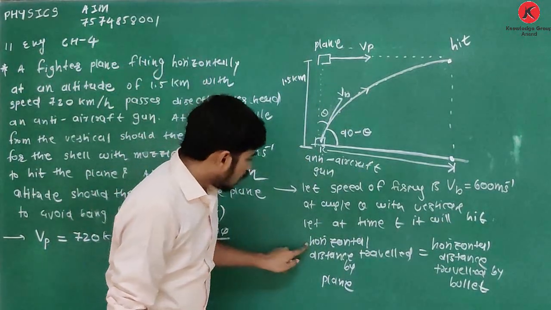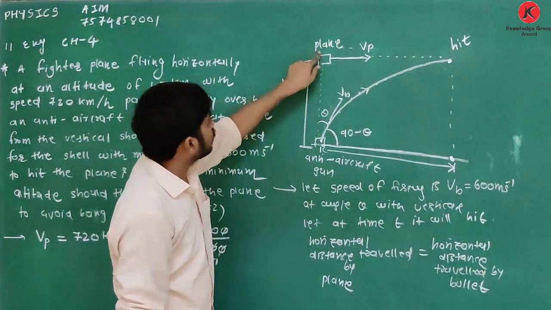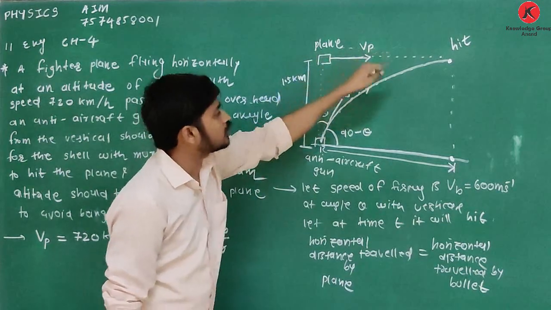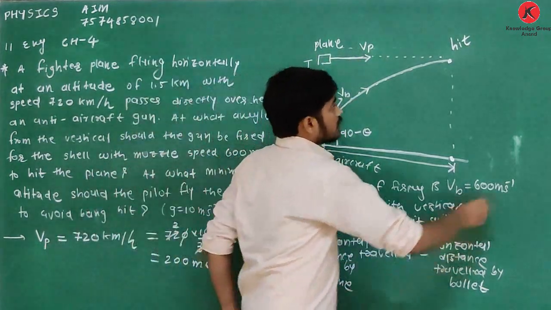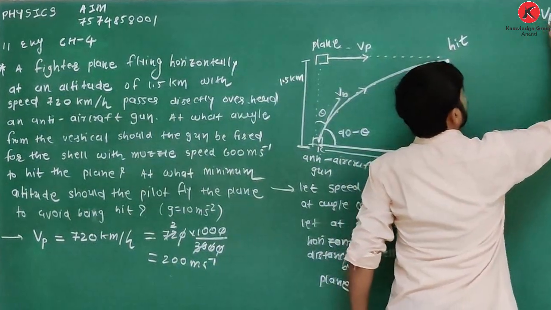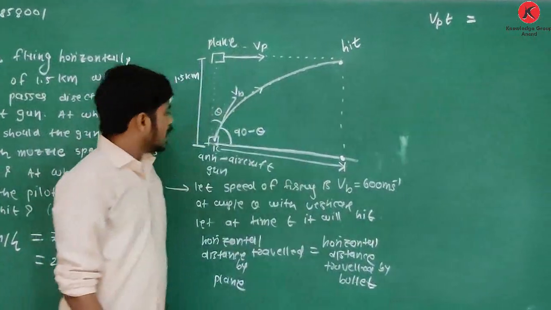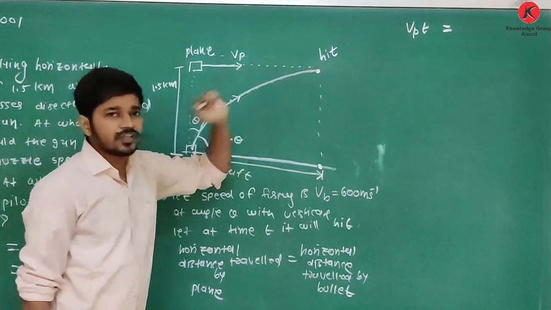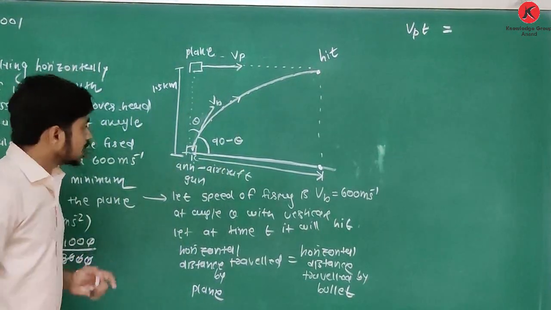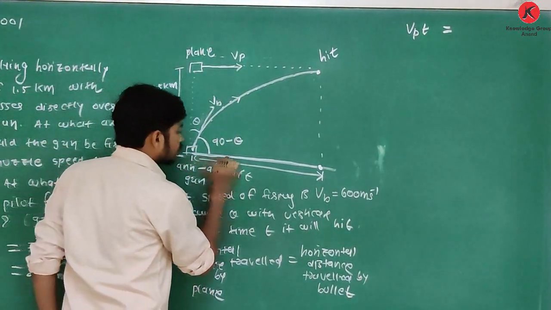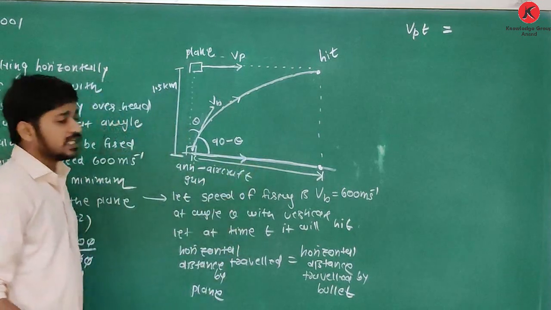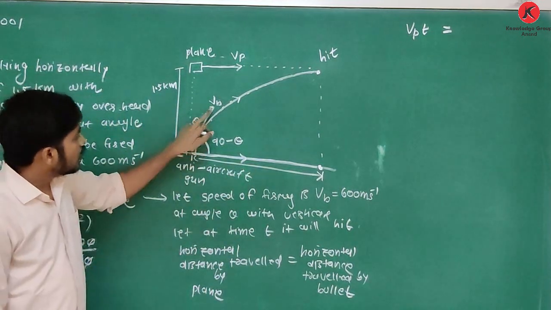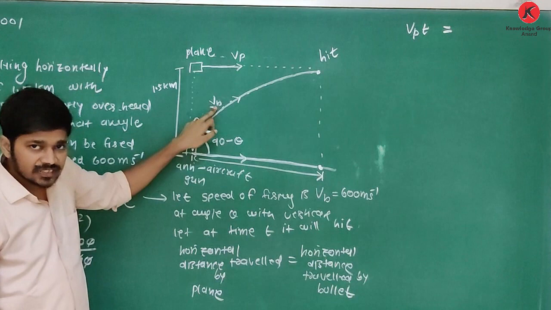So, horizontal distance traveled by plane. What is the speed of the plane in the horizontal direction? Yes, it is Vp. Then how to write? It is Vp into t, is equal to the bullet, which is moving in this direction. What is its velocity in this horizontal direction? See, Vb is in this direction.